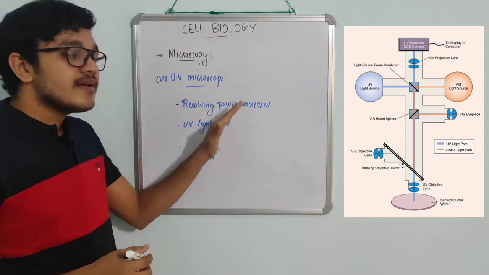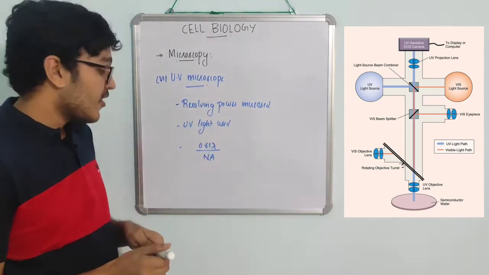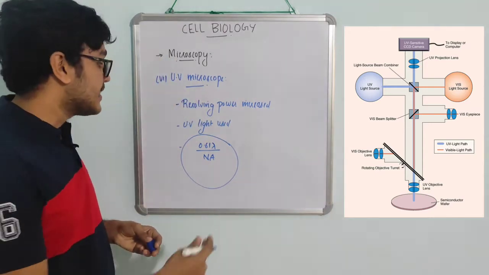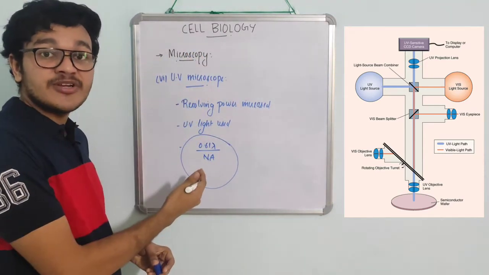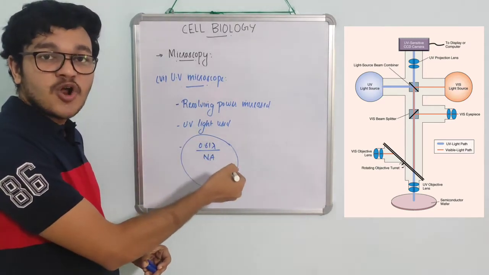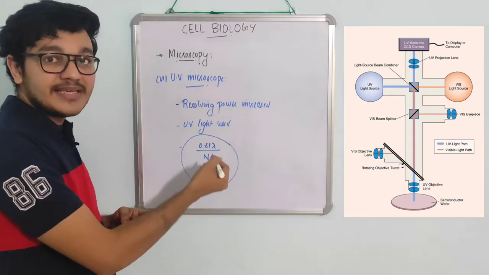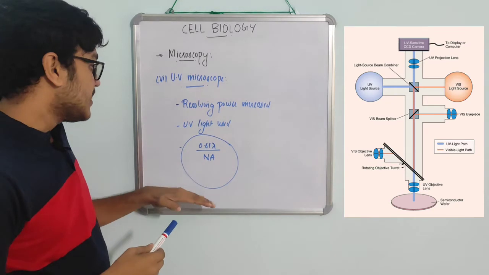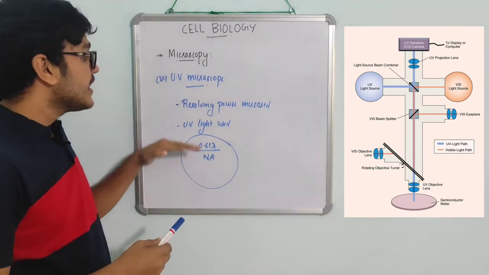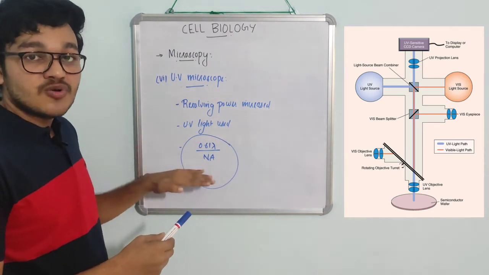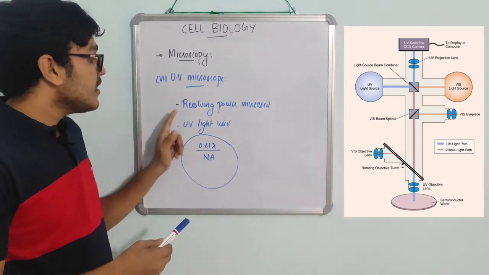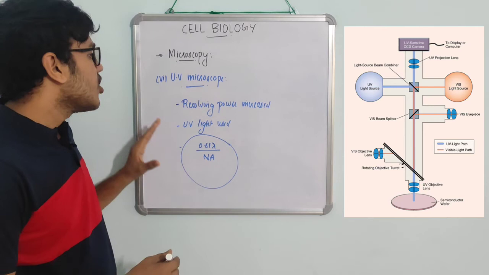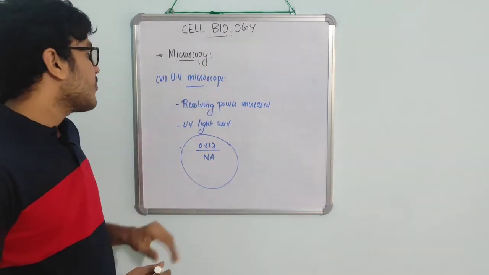The advantage is that resolving power is increased, because you have to note the equation: limit of resolution is equal to 0.61 lambda by NA. When the limit of resolution decreases, resolving power increases. For decreasing the limit of resolution, you know that the numerical aperture is almost the same for all microscopes, but lambda, the wavelength, can be changed. So lambda, the wavelength of light, should be decreased so that the limit of resolution is decreased and hence resolving power is increased. If this point is understood, then you can understand why a UV microscope has higher resolving power. That is the important point related to the UV microscope, just a concept to understand its basic principle.